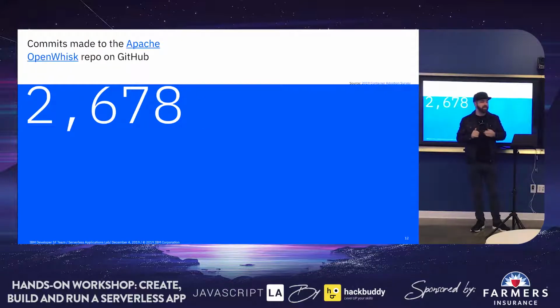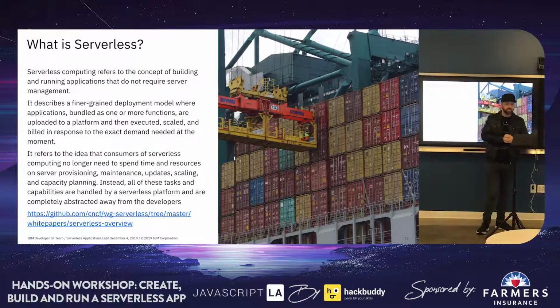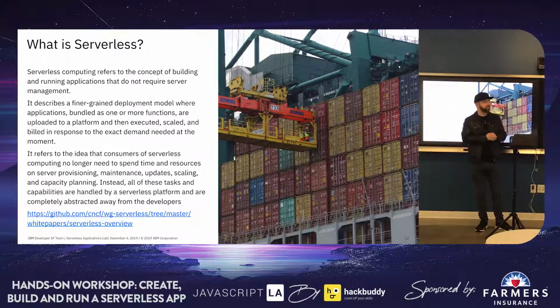Apache OpenWhisk is the project that we're going to be using in the lab. You can actually look at the repo on GitHub. It has over 2,600 commits from over 100 different contributors. A lot of those are from IBM. So IBM has a big commitment to open source in addition to Red Hat, obviously.